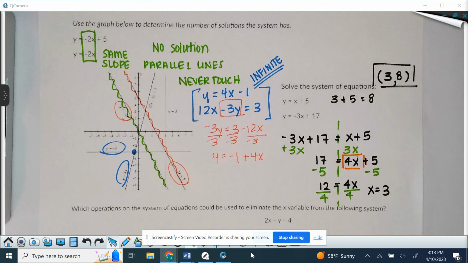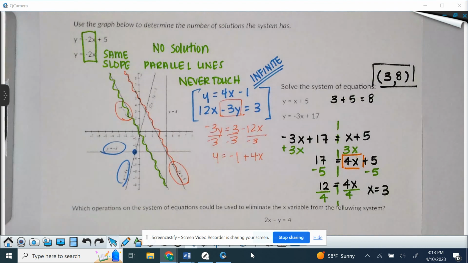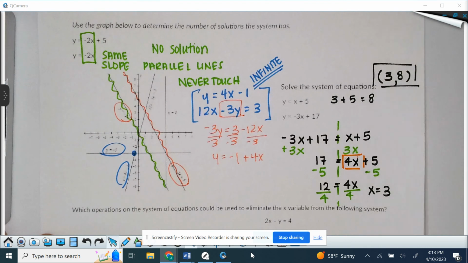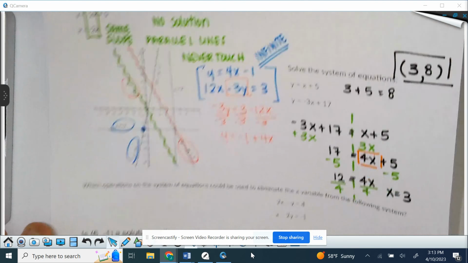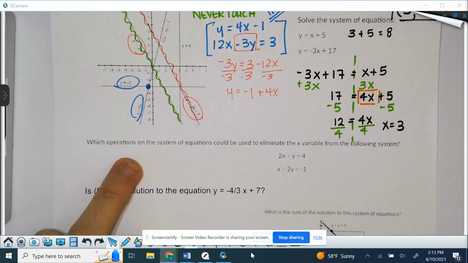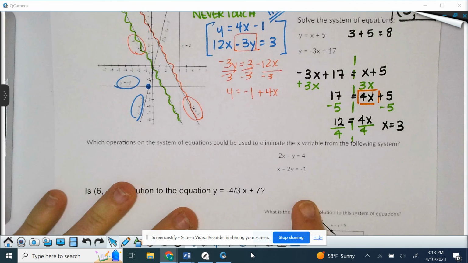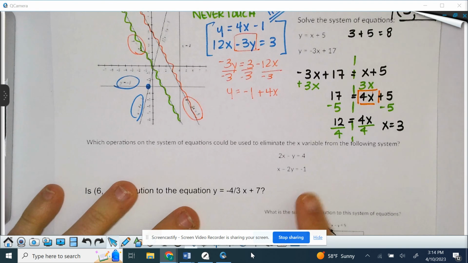Any questions, guys, that I can answer for you on those two so far? Perfect. All right, what operations on the system of equations could be used to eliminate the x variable from the following system? This was a multiple choice.